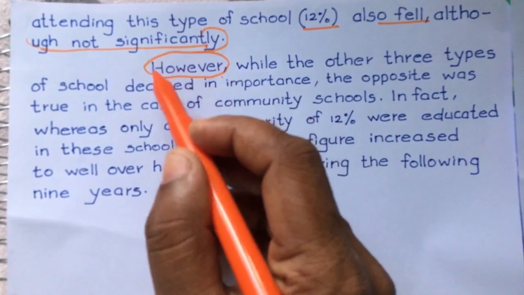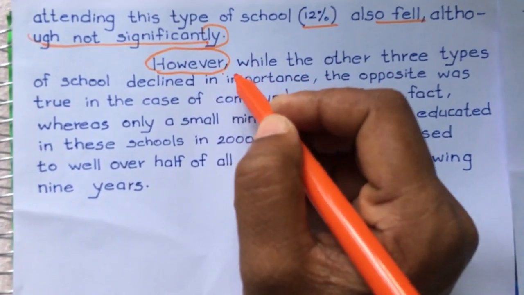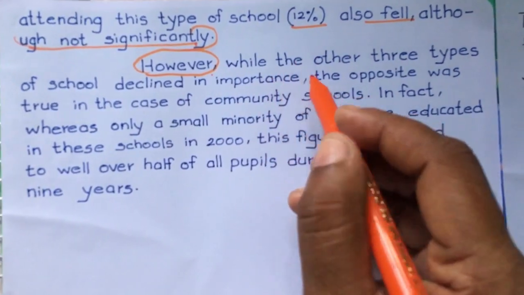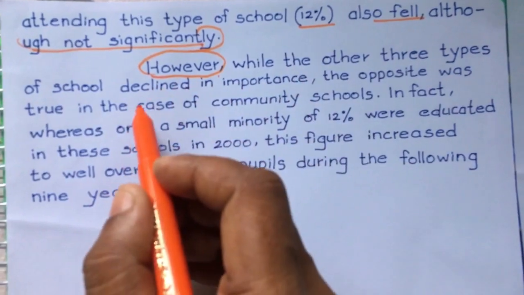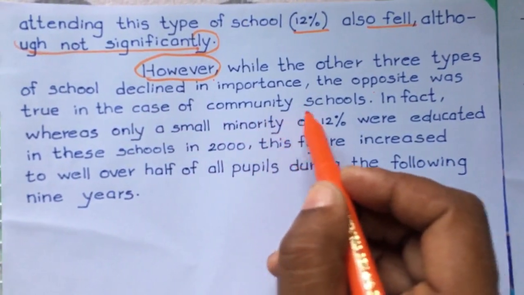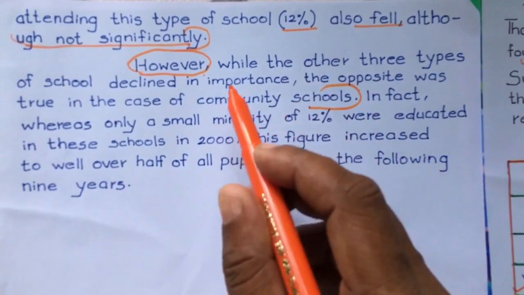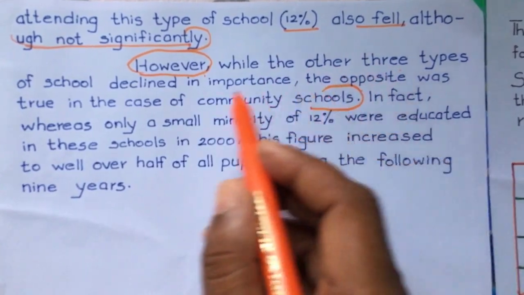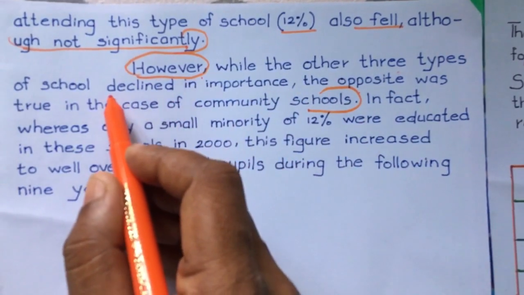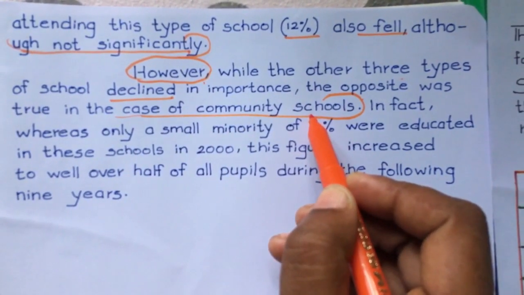That's why I have used however. But you can use moreover. Apart from this, besides any other vocabulary you are quite familiar with, you can use it. While the other three types of school declined in importance, the opposite was true in case of community schools. So I would like to add in a conclusion that although there are four schools, the trend in three schools has decreased. However, the case of community school was increased.